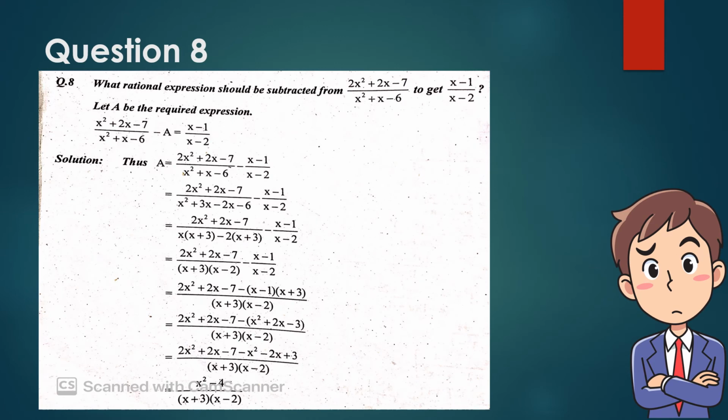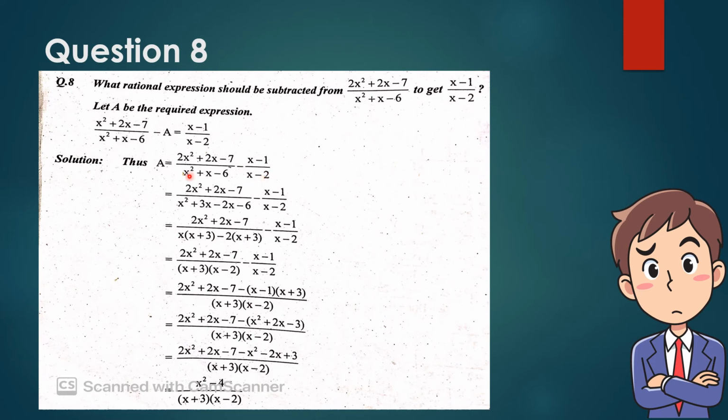In question number 8, you have to find what rational expression should be subtracted from (2x square plus 2x minus 7) divided by (x square plus x minus 6) to get (x minus 1) divided by (x minus 2). So now you will suppose the rational expression to be A. So we have this fraction minus A is equal to (x minus 1) divided by (x minus 2). Now we will take A to the other side of the equal to sign, and you will be left with the first fraction minus the second one.